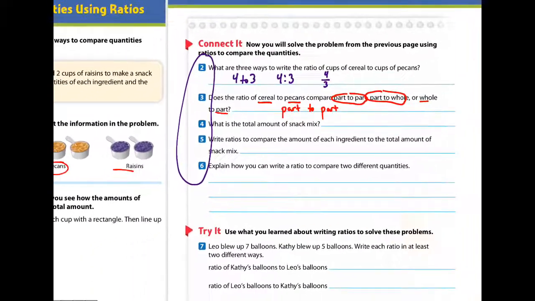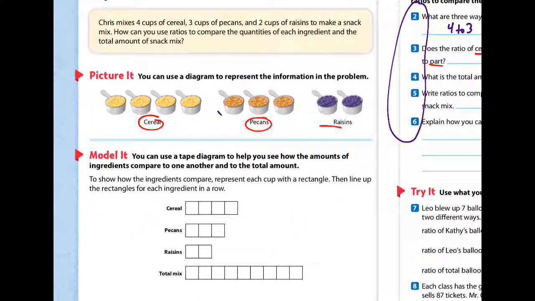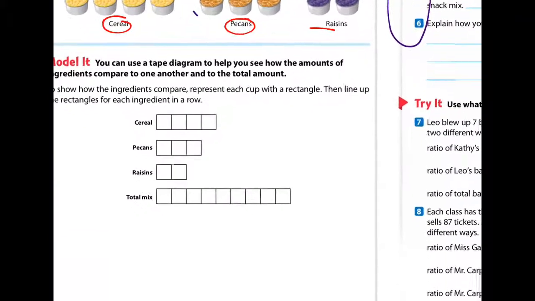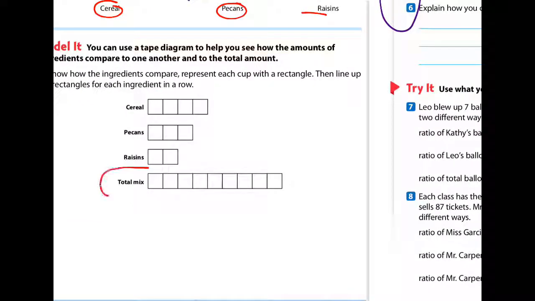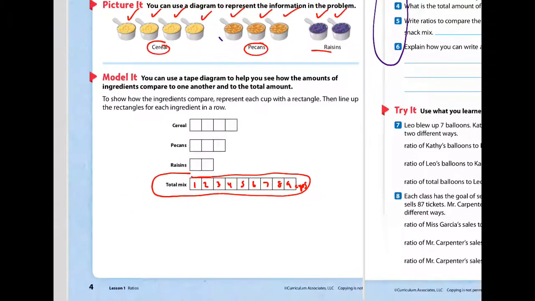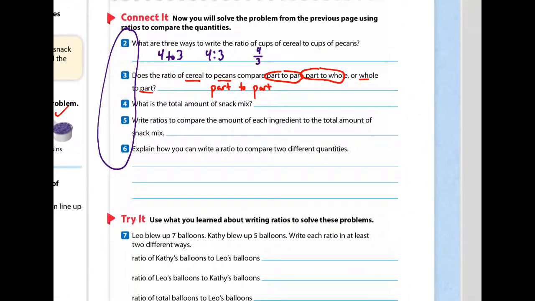Now 4 says, what is the total amount of snack mix? Now 2 ways you could do this. Let's say you were using the pictures of the cups. You could just count 1 cup, 2, 3, 4, 5, 6, 7, 8, 9 cups. If you were using the tape diagrams, you could just look down here at the total. If you remember that each rectangle represents a cup, you'd have 1, 2, 3, 4, 5, 6, 7, 8, 9 cups. So the answer to number 4 is 9 cups.